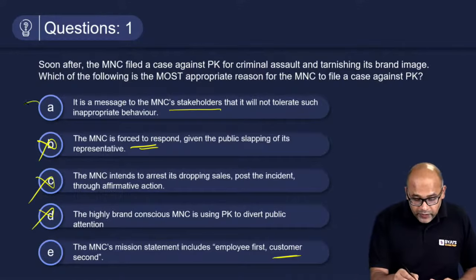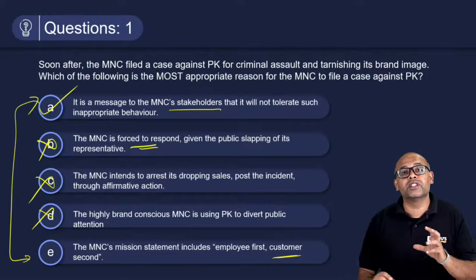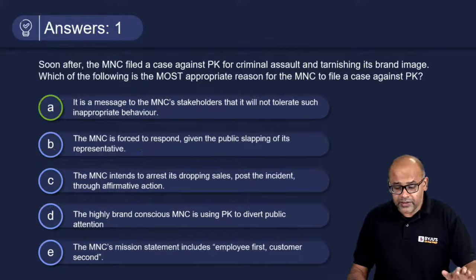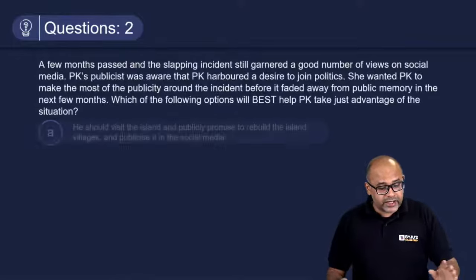So if you're looking at between A and E, if you're deciding about it, I would probably go with A, simply because it is a better reason than your option E. Right? So the correct option is A. Let's move ahead and look at the next question here.